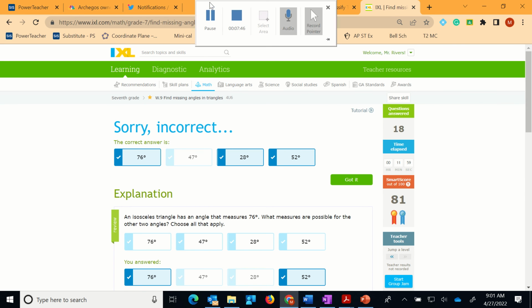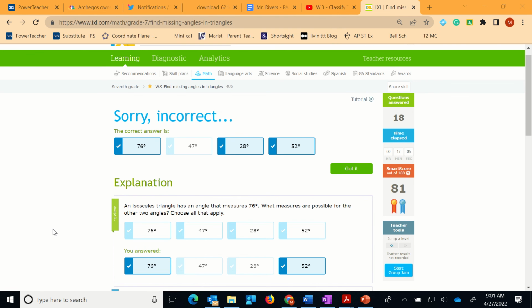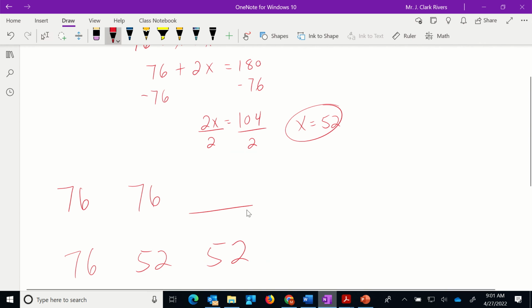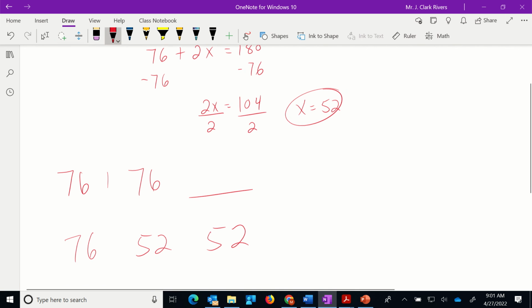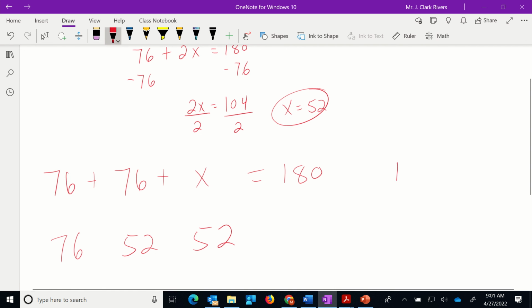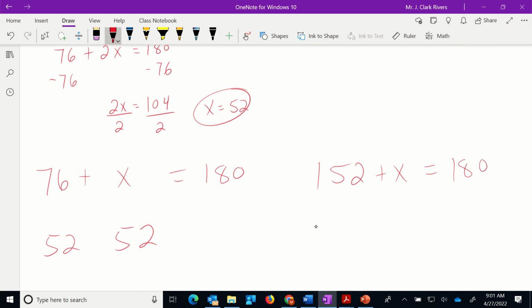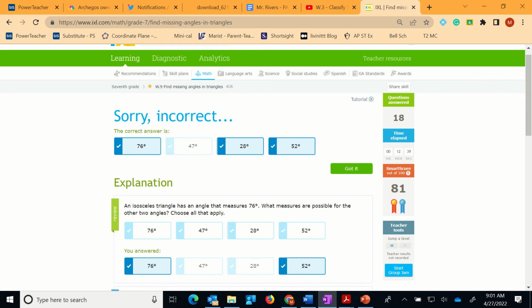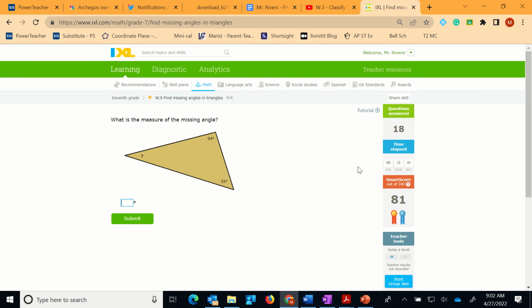Oh, what did I do wrong? Ah, I misread the question. Okay, so we do have to find that other angle. I'm glad I missed it, I guess. Good to see the mistake. 76 plus the unknown is equal to 180. So we do have to find that third angle as well. My bad. Okay, 152 plus x equals 180. Okay, and so there you can see when we subtract 152 from both sides, we get x equals 28. So that's where 28 comes from there. So anyway, mistakes happen sometimes.